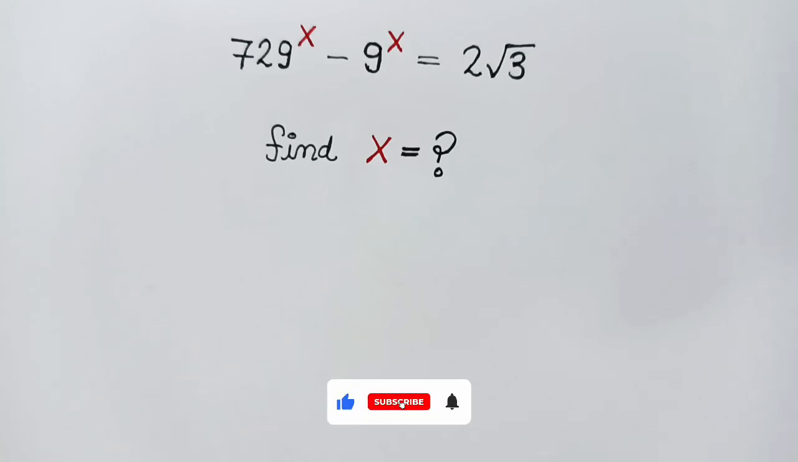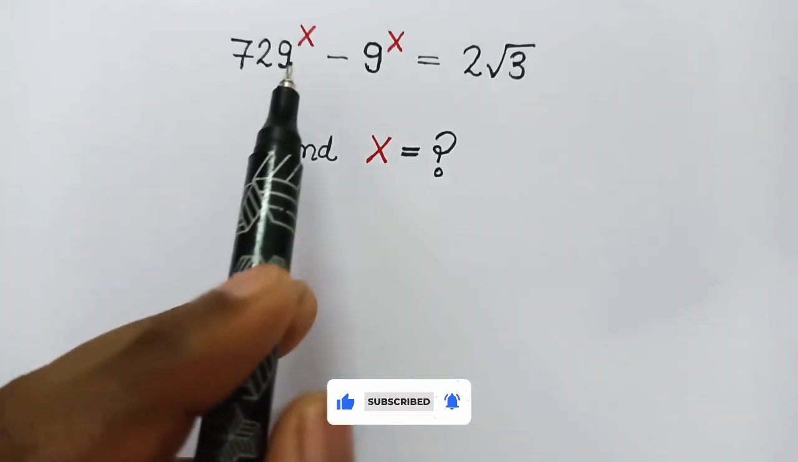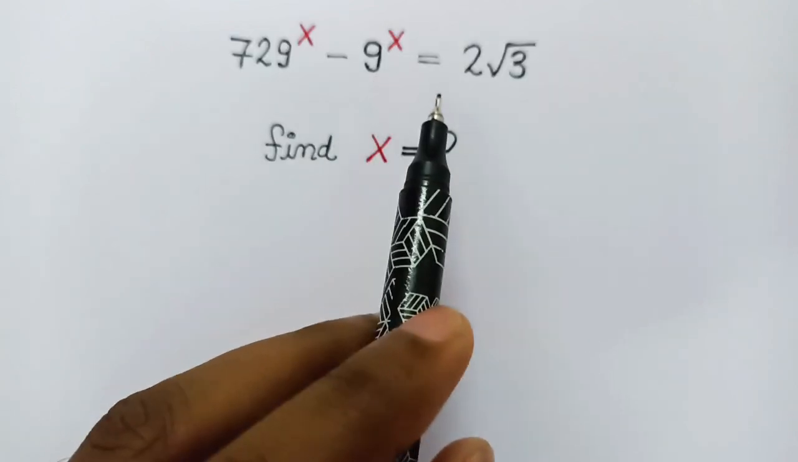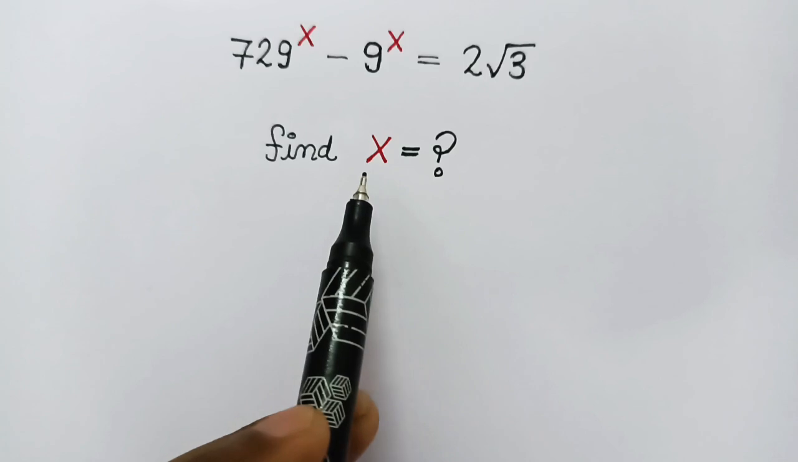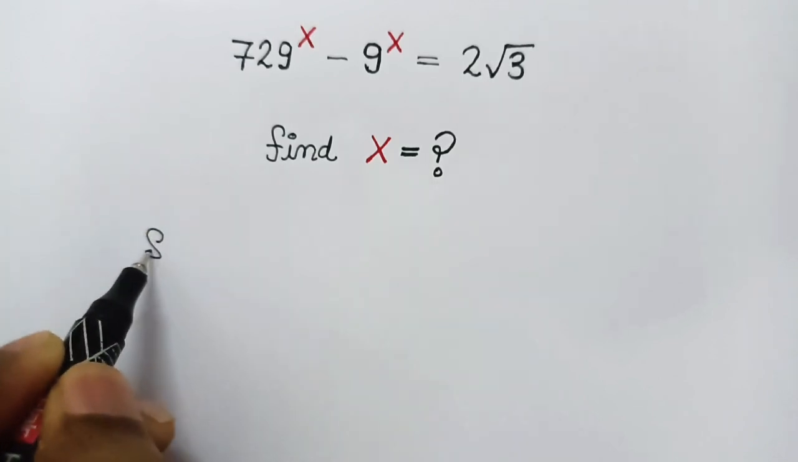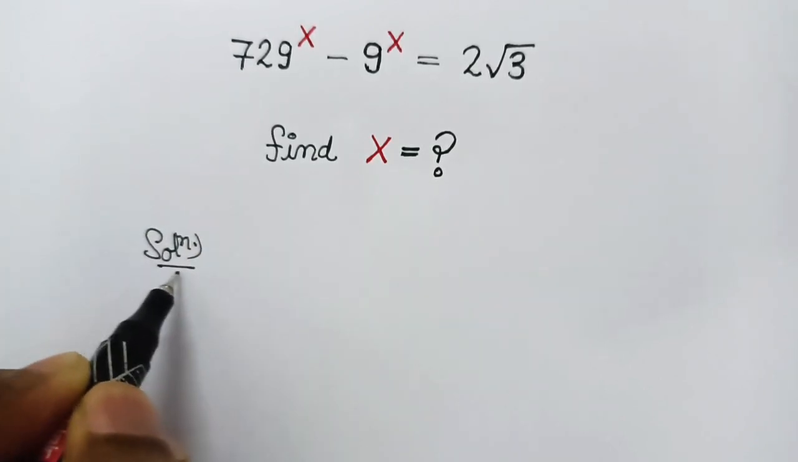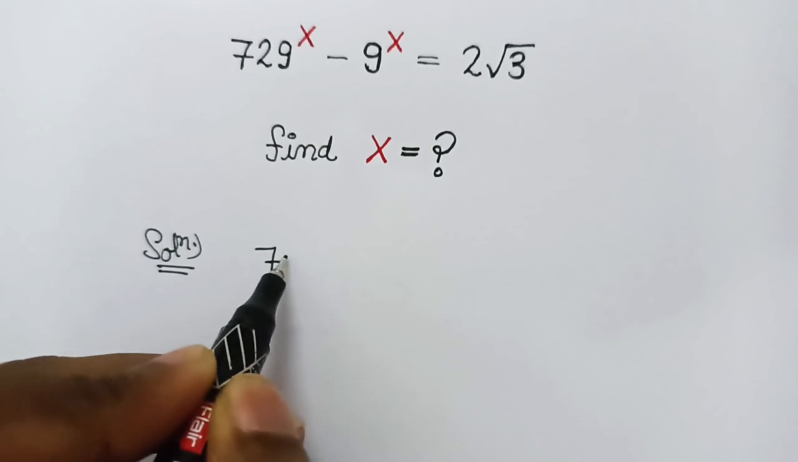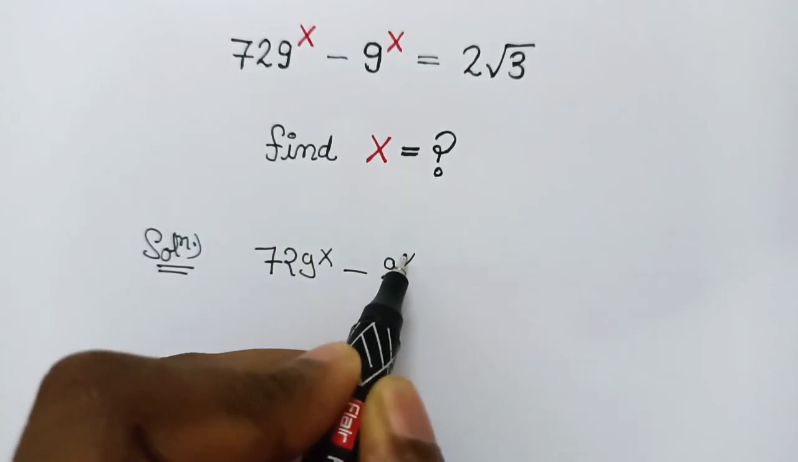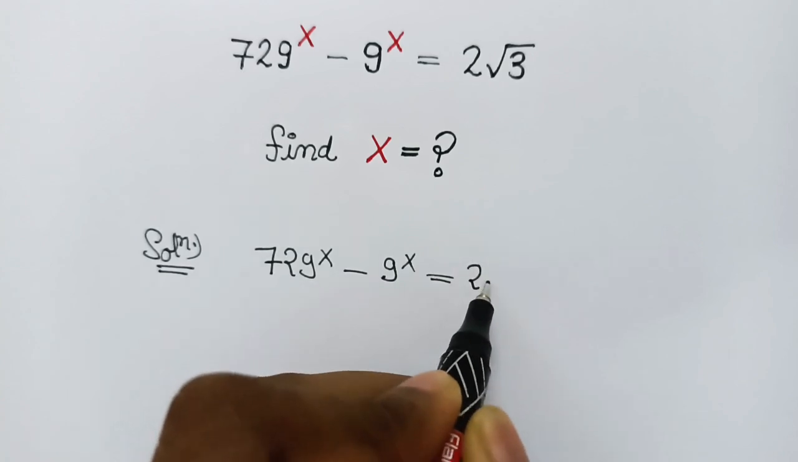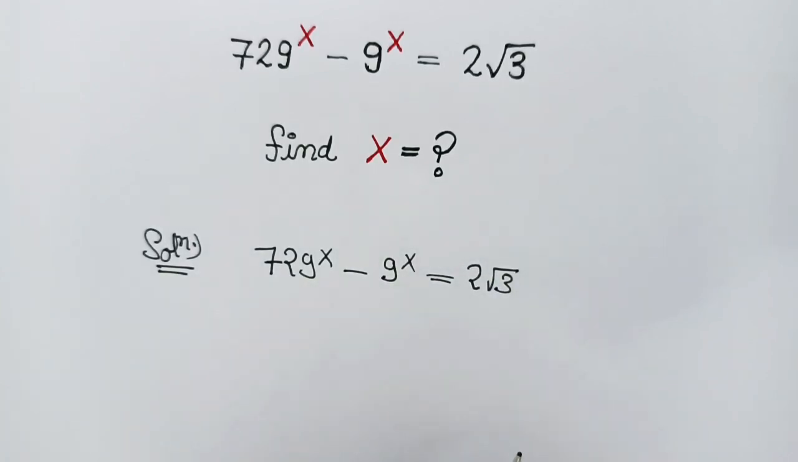So here we have a question: 729 power x minus 9 power x is equal to 2 square root 3, and find the value of x. Let's see the solution. Here the given part is 729 power x minus 9 power x is equal to 2 square root of 3.